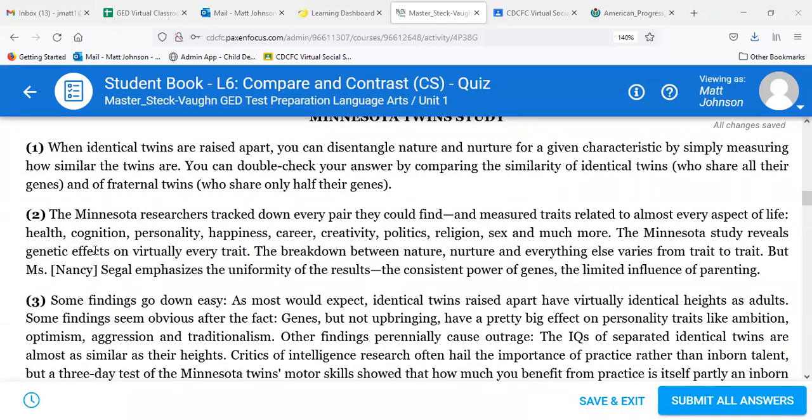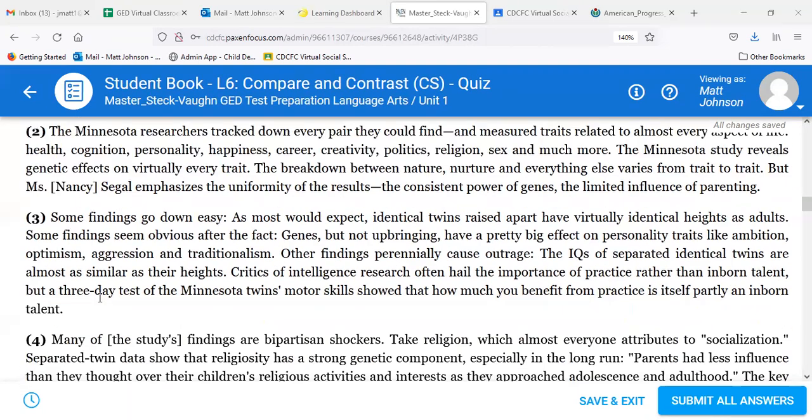Some findings go down easy. As most would expect, identical twins raised apart have virtually identical heights as adults. Some findings seem obvious after the facts. Genes, but not upbringing, have a pretty big effect on personality traits like ambition, optimism, aggression, and traditionalism. Other findings perennially cause outrage. The IQs of separated identical twins are almost as similar as their heights.